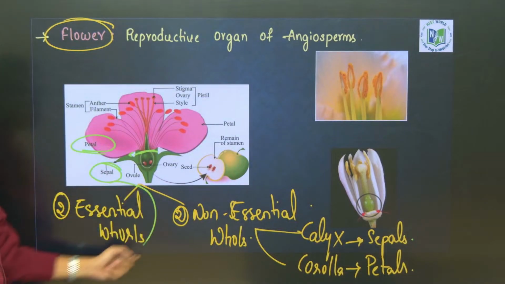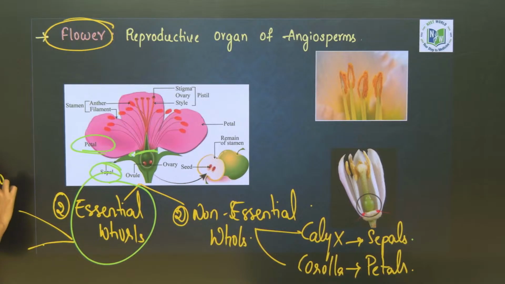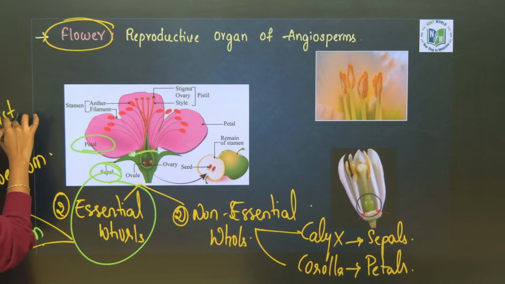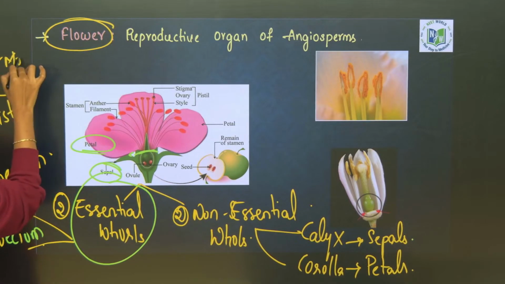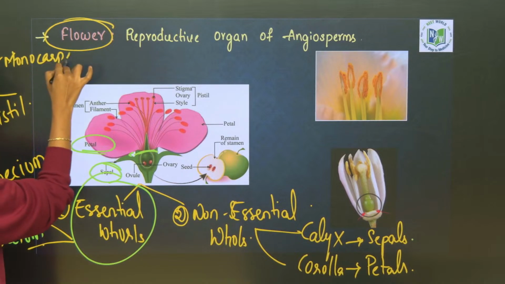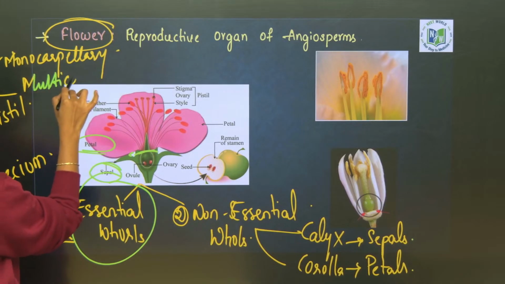Clear? So essential whorls over here include what? Androecium and gynoecium. Take down parallel. Gynoecium includes pistil. Pistil can be monocarpellary or multicarpellary.